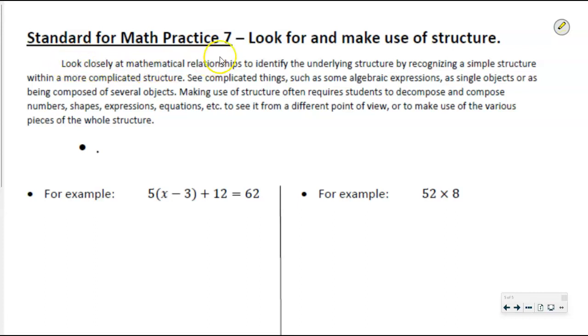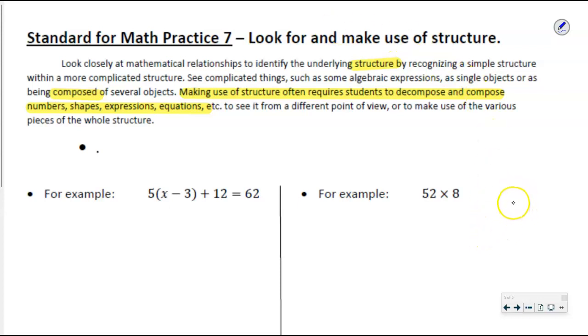It says, look closely at mathematical relationships to identify the underlying structure. But again, what does that mean? Look for and make use of structure. Recognizing a simple structure within a more complicated structure. We can see complicated things, such as some algebraic expressions, as single objects or as being composed of several objects. Making use of structure often requires students to decompose and compose numbers, shapes, expressions, equations, etc., to see it from a different point of view or to make use of the various pieces of the whole structure.